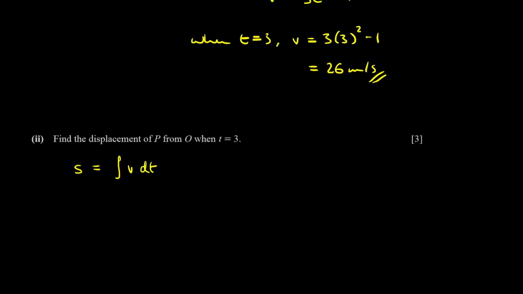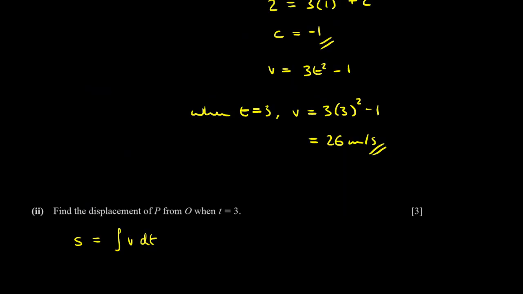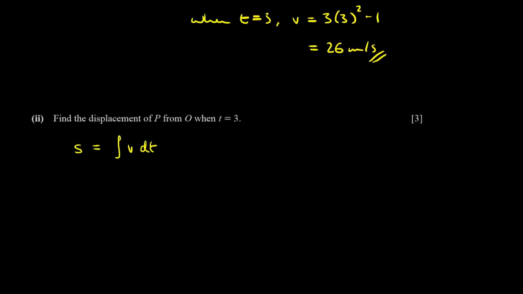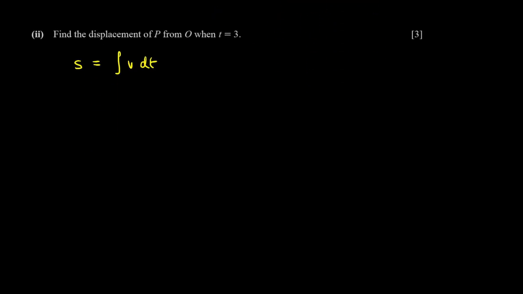And what is our velocity given by? Well, if we just go up, our velocity is given by this expression here, 3t squared minus 1. So what we're being asked to do is to integrate 3t squared minus 1 dt. If we do that, we're going to get 3t cubed divided by 3 minus t plus another constant, which in this case I'll call k. So this is t cubed minus t plus k.